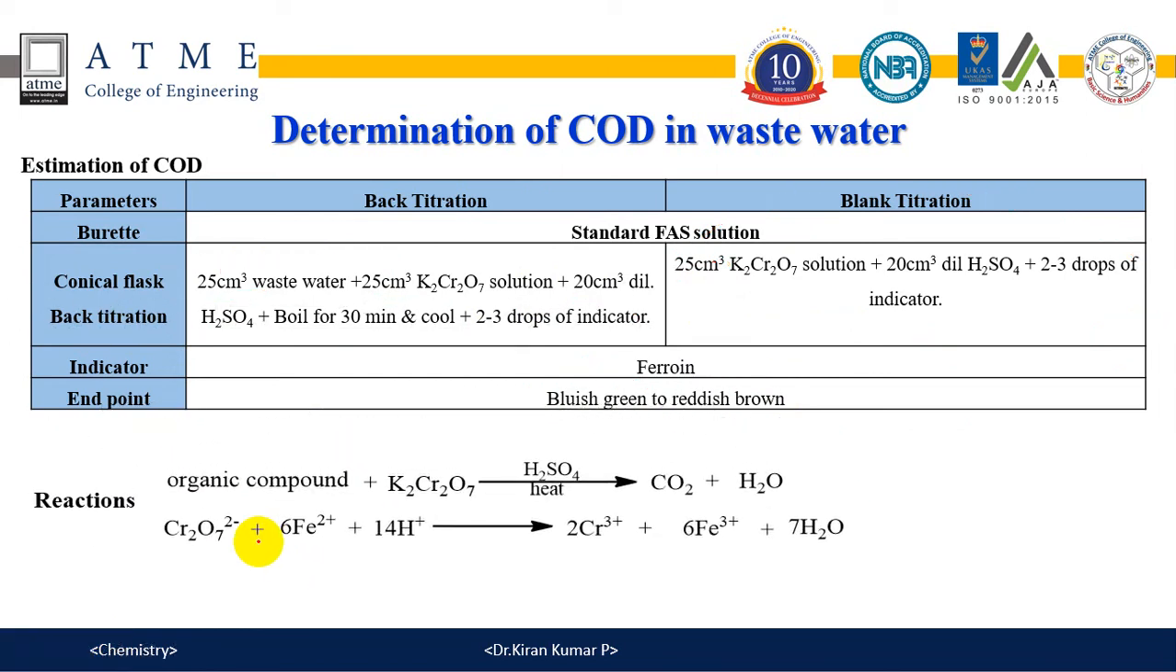So this is the reaction involved. Organic compound on addition of K2Cr2O7, which donates nascent oxygen in presence of sulfuric acid, forms carbon dioxide and water. So the reacted K2Cr2O7 can be measured by blank minus back titration.